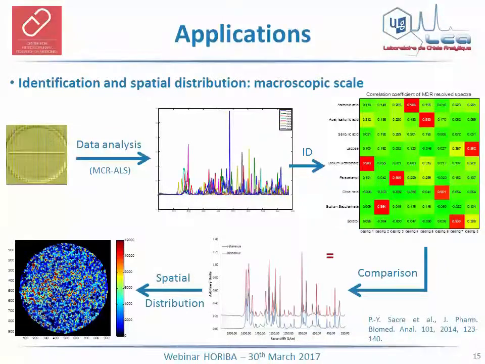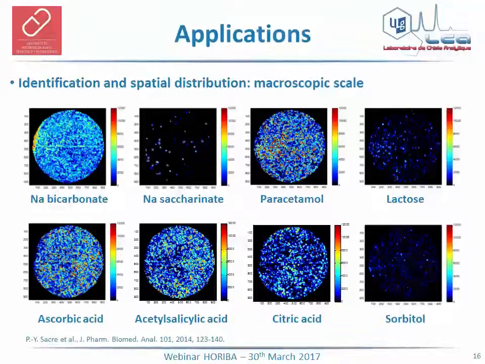The use of a reference spectral database has allowed to identify each result spectrum obtained with MCR-ALS. The relevant correlation coefficients are highlighted on the figure on the right. A visual inspection confirms the good agreement between the result and the reference spectrum. Finally, the distribution of each component was determined thanks to the spatial information. On this slide, one can visualize the distribution of 8 components in the tablet, which seems to be homogeneous. From left to right: sodium bicarbonate, sodium saccharinate, paracetamol, and lactose, and also ascorbic, acetylsalicylic, citric acid, and sorbitol.